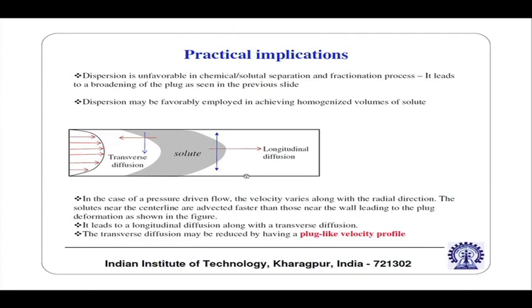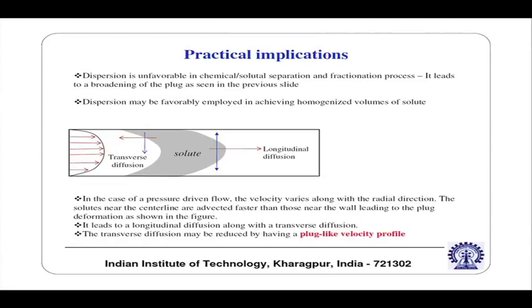Not only that, you also have to consider transverse diffusion, and not just diffusion of species, but diffusion of momentum. In case of a pressure driven flow, the velocity varies along the radial direction. The solutes near the center line are advected faster than those near the wall, leading to plug deformation. So, whatever was the plug will deform because of the parabolic velocity profile. Along the center line, the fluid will tend to move with a faster velocity, and at the wall, the fluid will tend to move with a slow velocity. It leads to longitudinal diffusion along with a transverse diffusion.